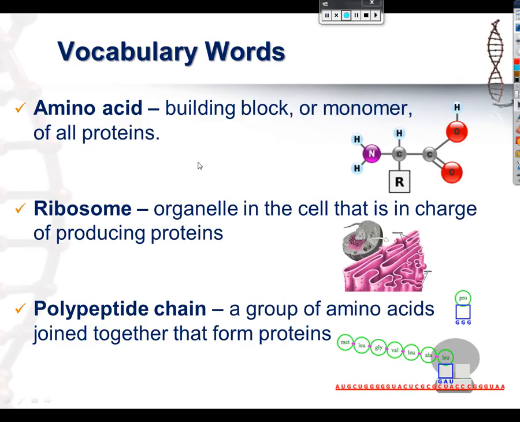Amino acids are the actual structure, the building blocks, the monomers that make all the proteins. The ribosome is the organelle in the cell where this takes place. And I mentioned how tRNA is going to start linking amino acids together in a long chain. We call that a polypeptide chain, so it's a group of all these amino acids joined together. And when you join several chains together, you make a protein.